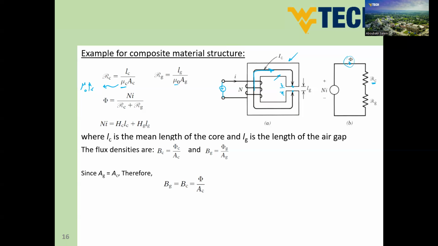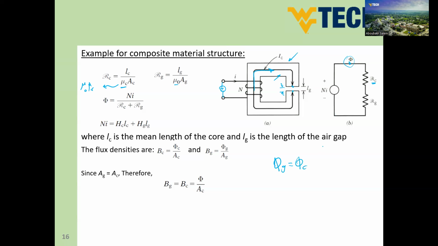I have a question here. Is the same flux moving through the core and air gap? Yes, exactly, it would be the same, because as you can see electrically, our core and our gap are connected in series. And the flux is similar to current, which means it flows in the series elements the same way. So the flux will be the same. I can say phi gap equals phi core.